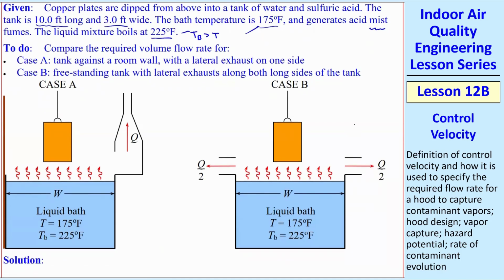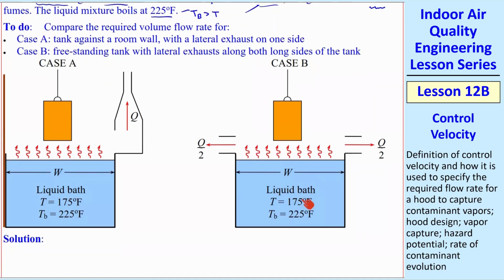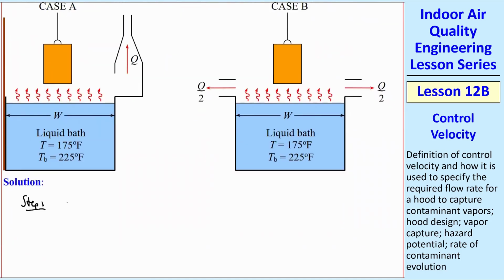We're going to do 2 different cases. Case A, tank against a room wall and a lateral exhaust on one side, versus a freestanding tank, this is case B, with lateral exhausts on both long sides of the tank. So there's a W and there's an L, so this diagram shows you which is considered W. It doesn't mean that W has to be less than L or vice versa. And both these cases are the same temperature and the same boiling temperature because it's the same liquid. So same process, we just have 2 different tanks and kind of figure out which one's better. So step 1 was to look at the hazard potential. That's that letter.